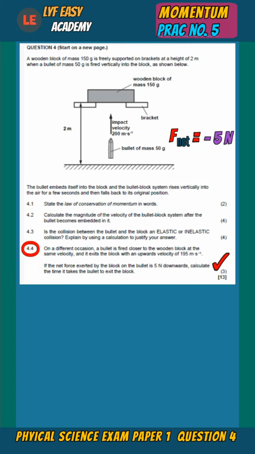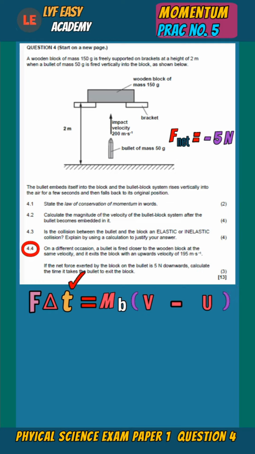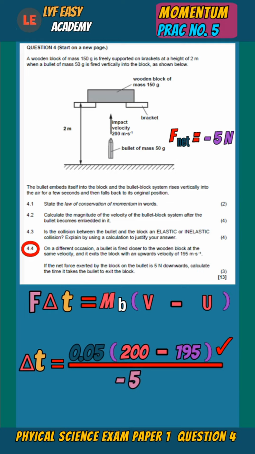is negative. On this question, we use the impulse formula where we leave the time as the subject of the formula. Change in momentum of the bullet is momentum before it hits the block minus the momentum after collision, all divided by net force. We get this time, which is measured in seconds.